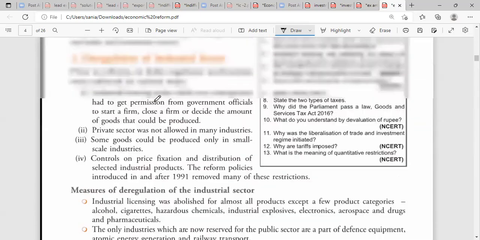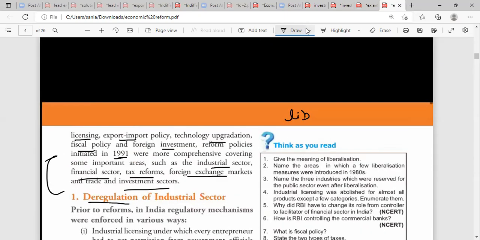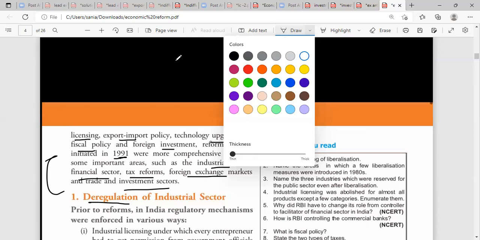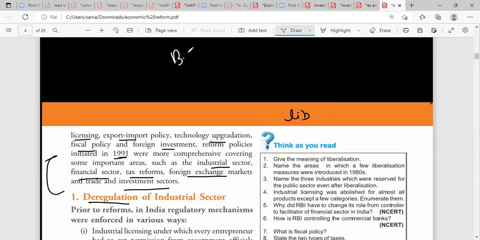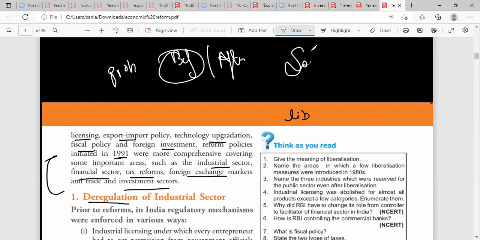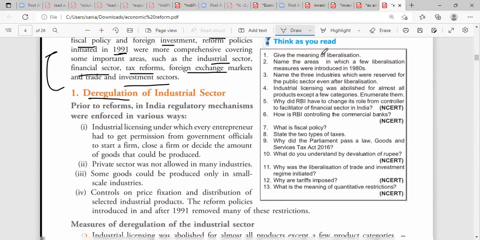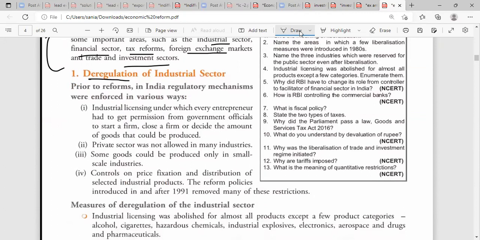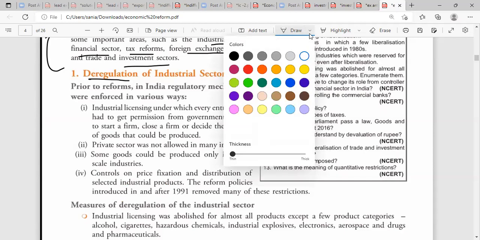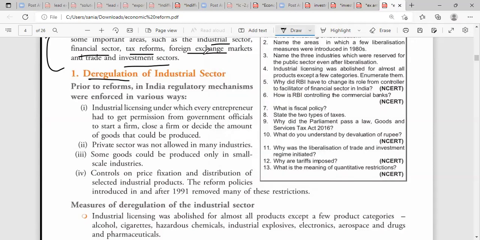So what we will discuss over here, first we will discuss what happened before. Like what was the situation before? And after that, when reform were introduced, what happened after that? The before situation is very much important, because if you are not aware of the problems, then how will you give the solutions, right? So first, deregulation of industrial sector. Prior to reform means before reform, when reform were introduced, what was the condition?